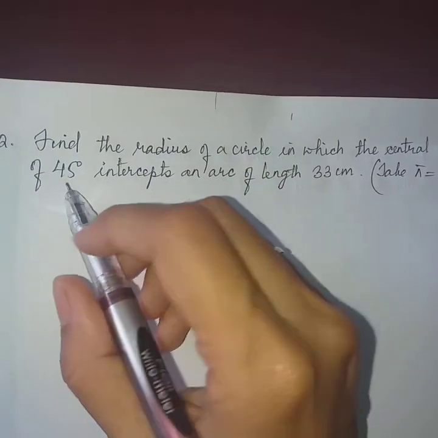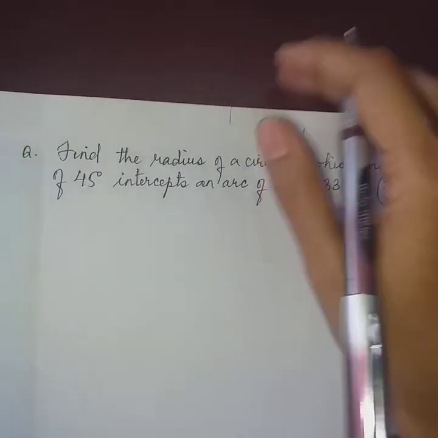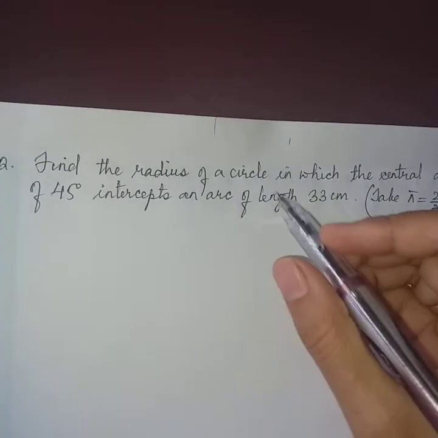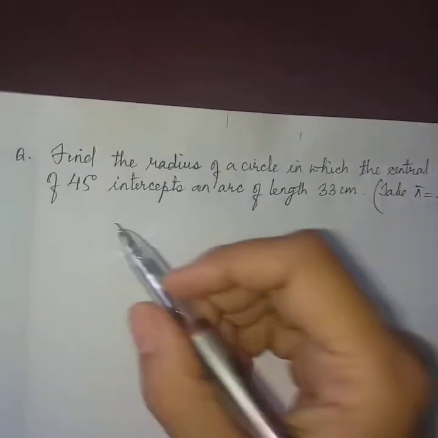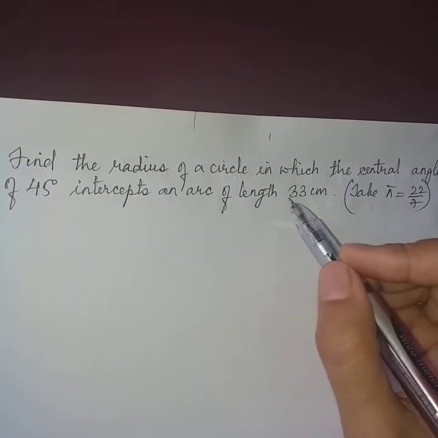Let us solve a few more problems from the chapter of trigonometry under measurement of angles. Find the radius of a circle in which the central angle of 45 degree intercepts an arc of length 33 centimeter.